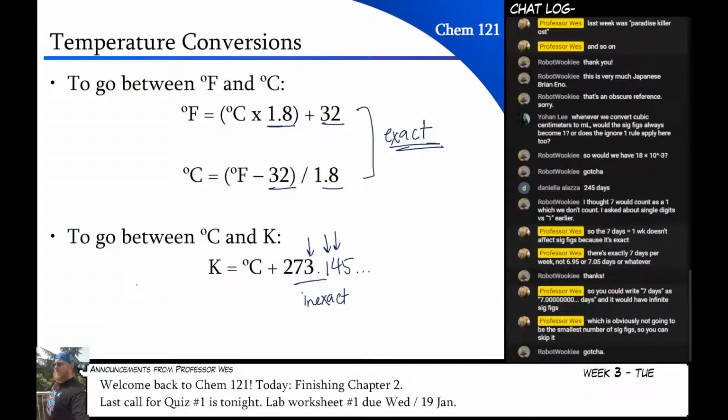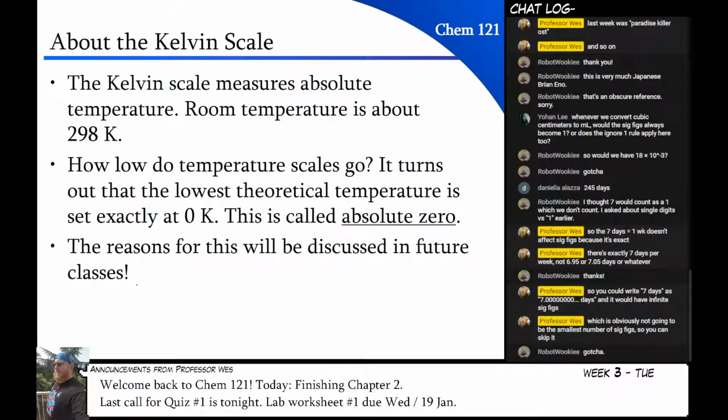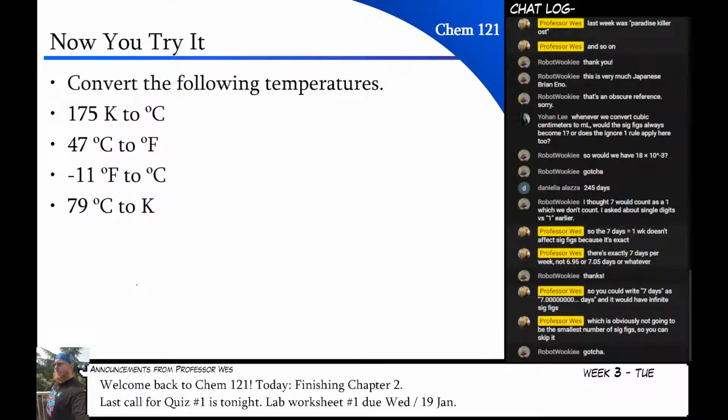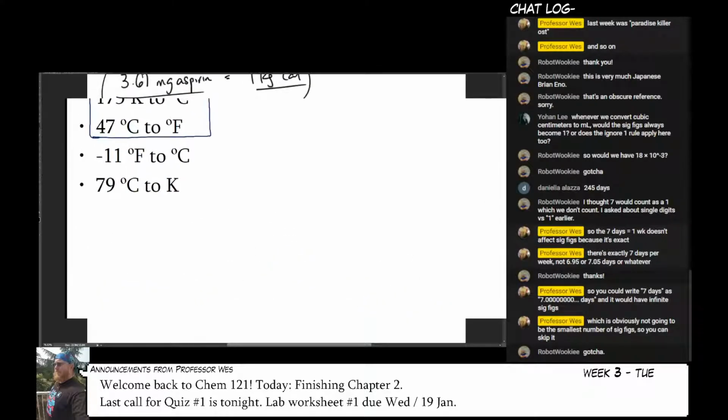So let's do an example of both of these problems. You could read about absolute zero. We'll talk about that later. It's not super important. Absolute zero is related to temperature. In fact, it is how we define Kelvin. We'll talk about that when we get to the kinetic theory of matter in Chapter 7. Just remind me. So I'm going to do these first 2 as an example. And then you'll have seen how to do these, so you can do them for your lab. So it'll be okay. And then you can do the other conversions on your own time.